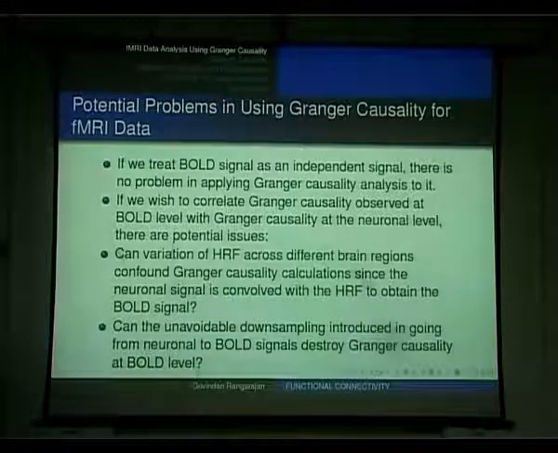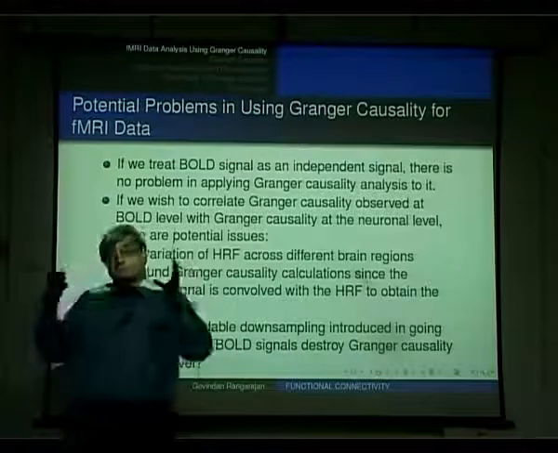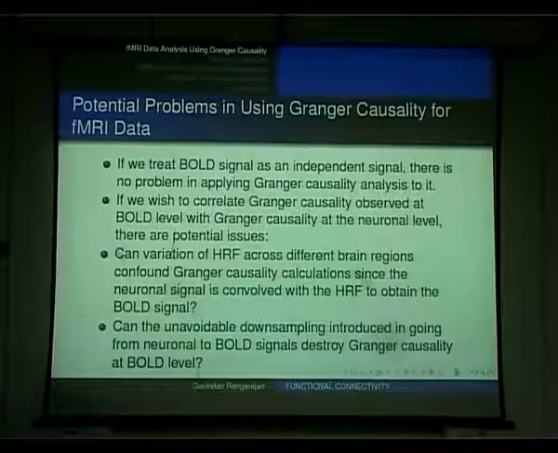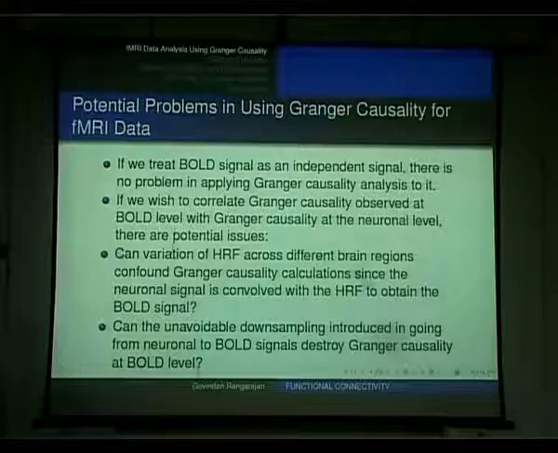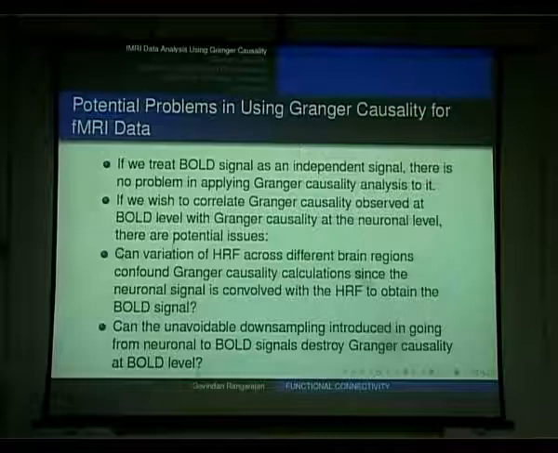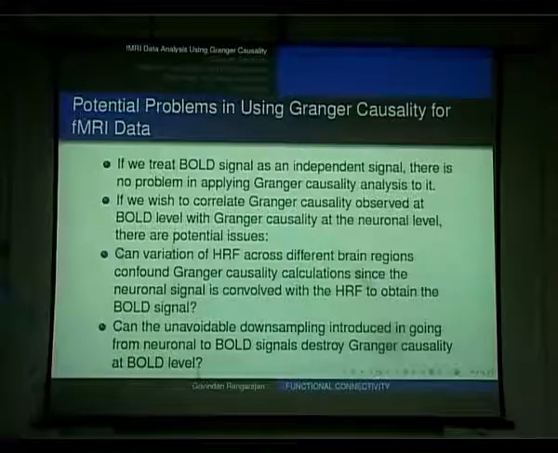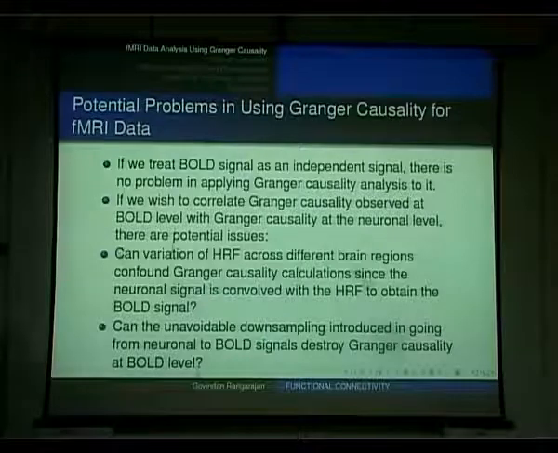But here, as far as this talk is concerned, we are interested in seeing whether the causal connection you observe between two regions at the BOLD signal level, at the fMRI signal level, is consistent with the connectivity pattern which is actually there at the neuronal level. So whether there is a consistent mapping between the two. So that's what we are interested in. And as I said, the variations in when the hemodynamic response function peaks in different regions can lead to problems in doing this mapping consistently between the neuronal level and the BOLD level.